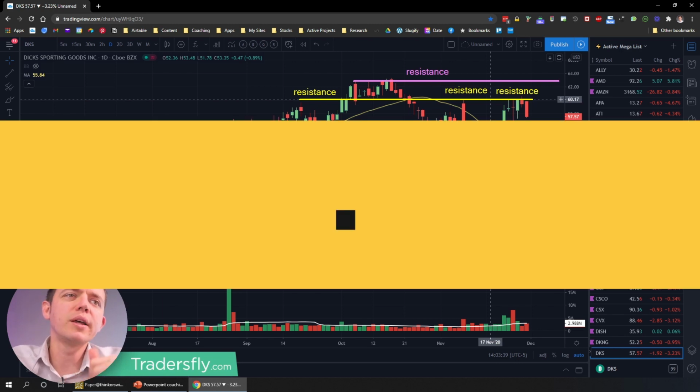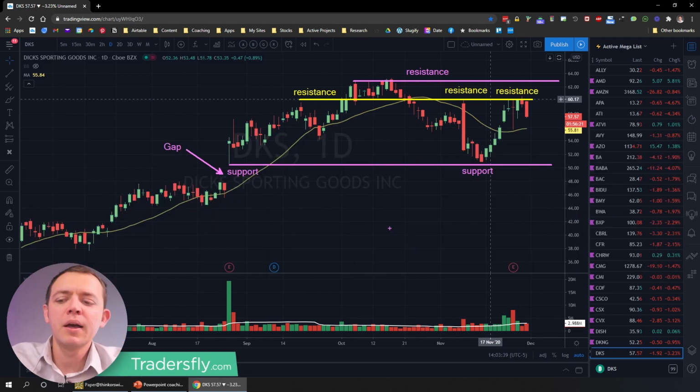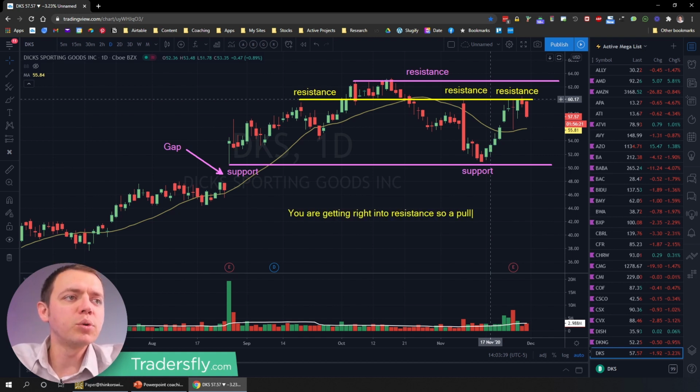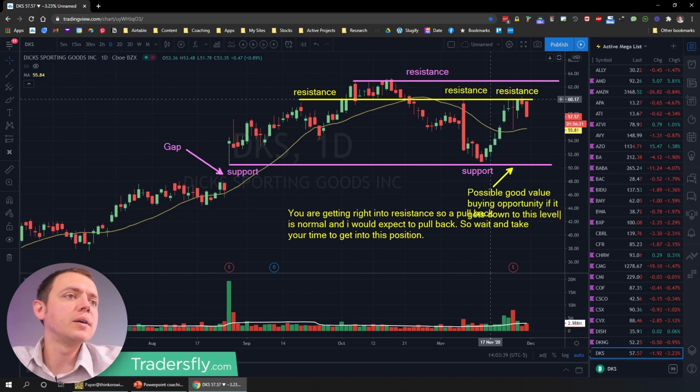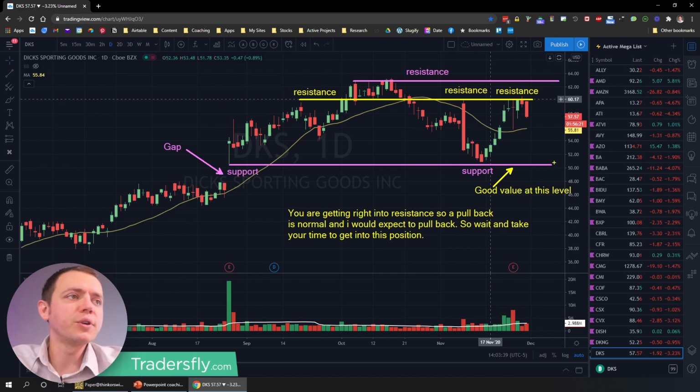So again, I'm neutral on it. It's been doing well, but recently you are getting right into resistance. So a pullback is normal, and I would expect it to pull back. So wait and take your time to get into this position. I would maybe wait here. This is probably a better value opportunity. Good value at this level. If you can get into the $51 level, I don't know if it'll get there, but nevertheless that could be a better opportunity.